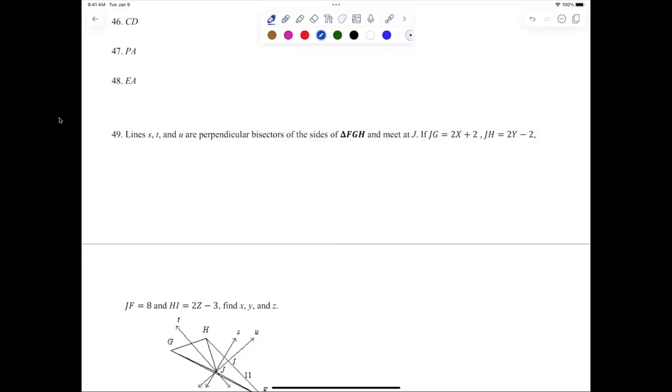So what's true about JG and JH? Are they equal? They have to be equal. And even if I didn't know, I would just put they're equal. Why? Because I don't know. What else would I do with those two things?